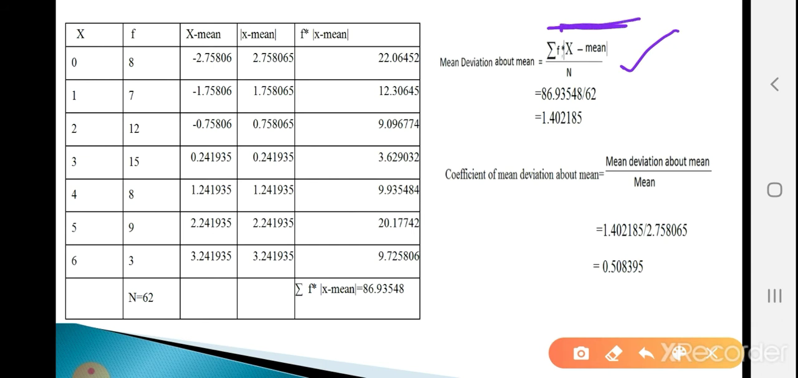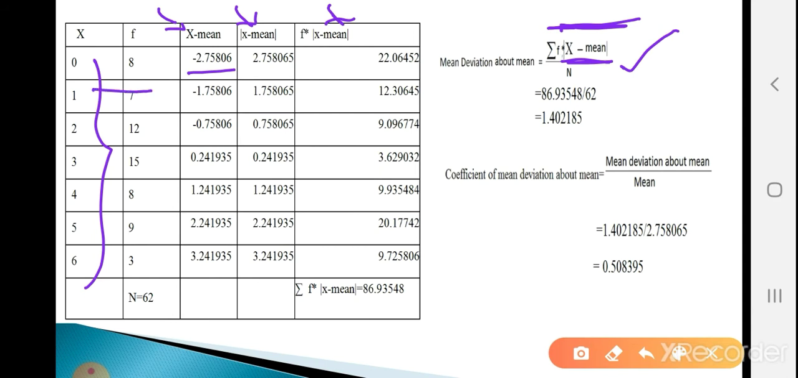So first make the column x minus mean, then mod of x minus mean, and the last f into mod of x minus mean. Okay, here the mean value is 2.758065. So subtract 2.758065 from each value of x. So 0 minus 2.75806 is minus 2.75806. Now the next value is 1.